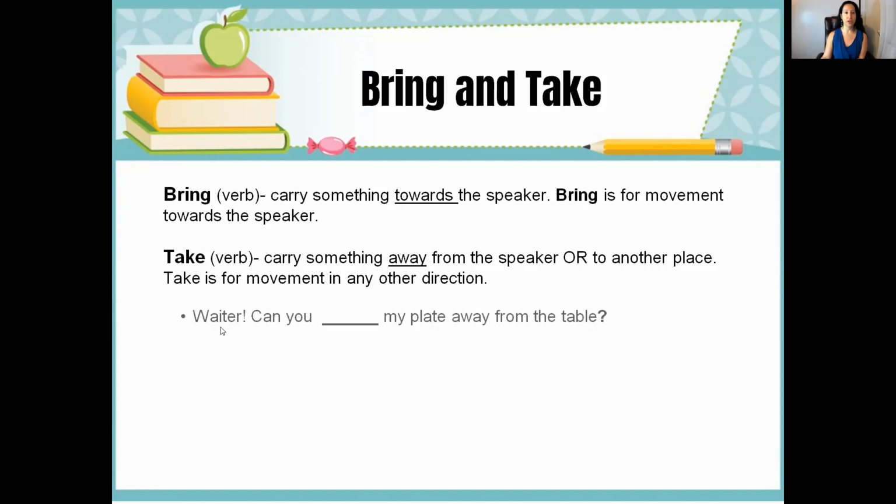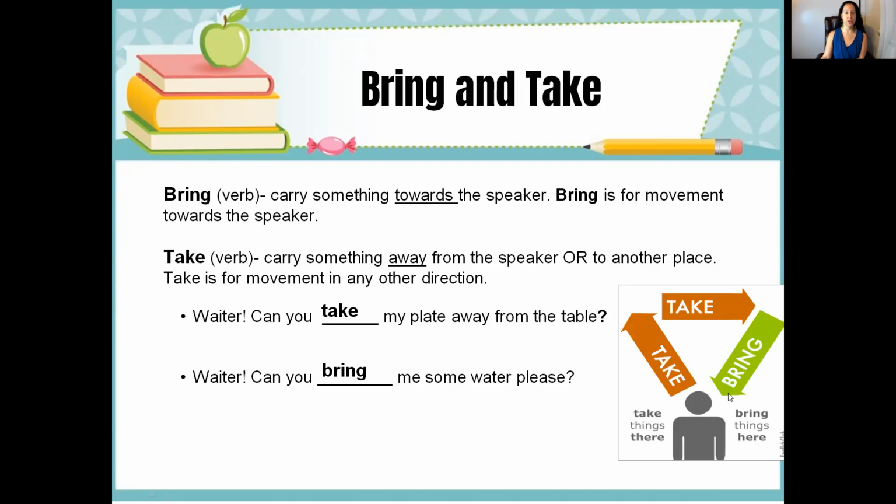For example, waiter, can you bring my plate away from the table, or can you take my plate away from the table? Waiter, can you take me some water, please? Waiter, can you bring me some water, please? Let's see the answers. Take and bring, okay? So here's a little trick. Bring is bring here. Take is take there. Take away, bring here, okay?